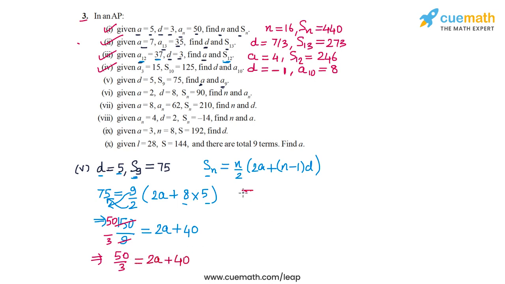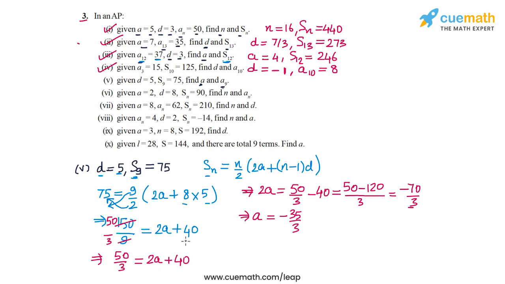And from here we get 2a is equal to 50 by 3 minus 40. And this is equal to 50 minus 120 by 3. That's minus 70 by 3. So this is what we get as 2a. So from here we get the value of a. a is equal to this, minus 70 by 3 divided by 2. So minus 35 by 3. So this is the value of a, the first term.